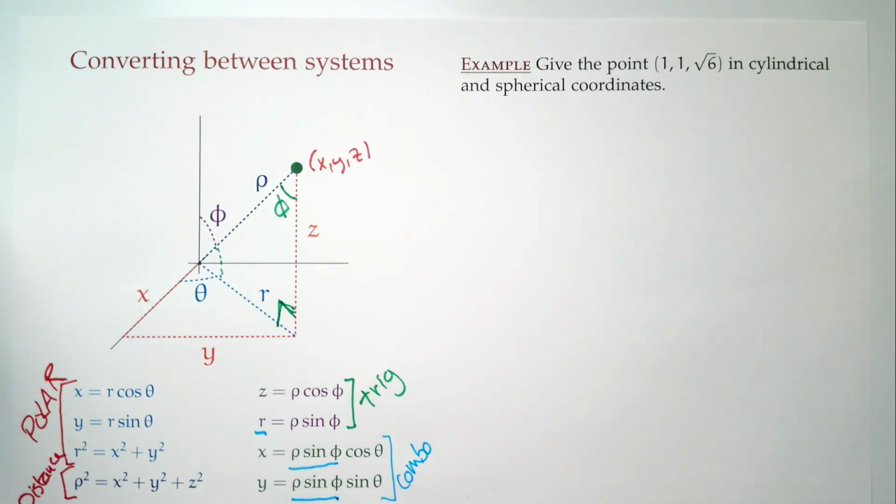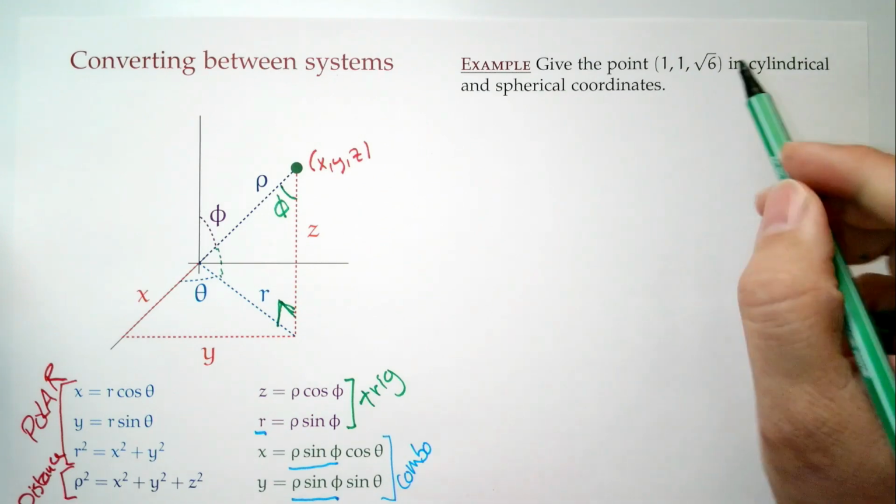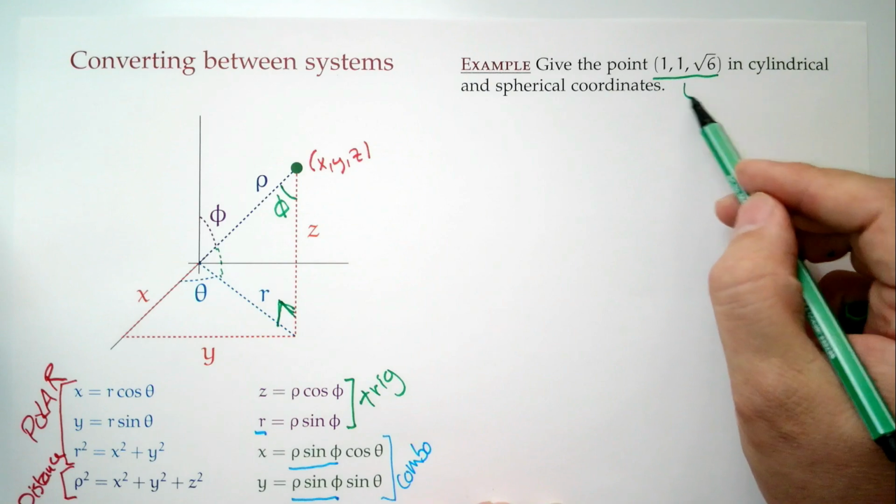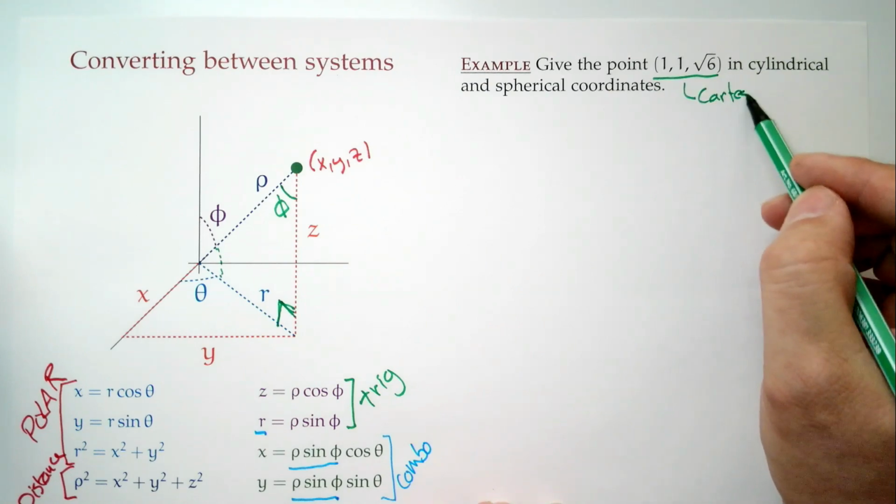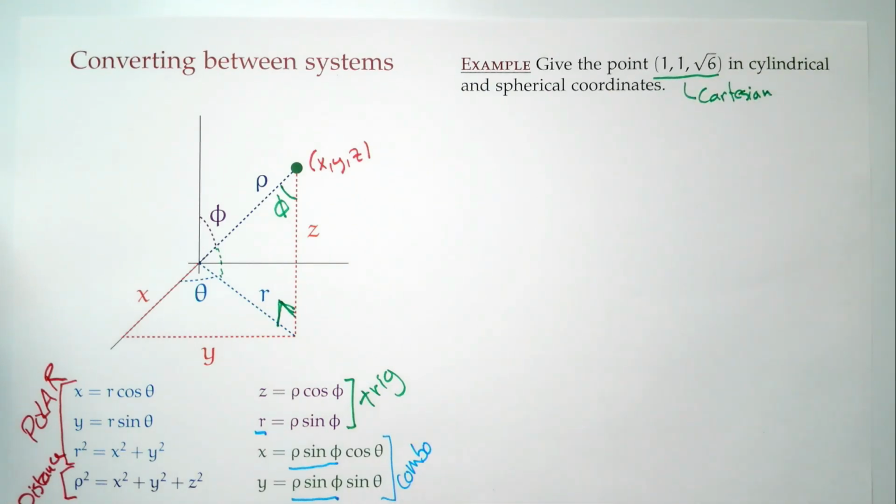We're given the point 1, 1, root 6. And now, because of the format here, this is implicitly saying that this is Cartesian, because Cartesian coordinates are the ones that come in triples.